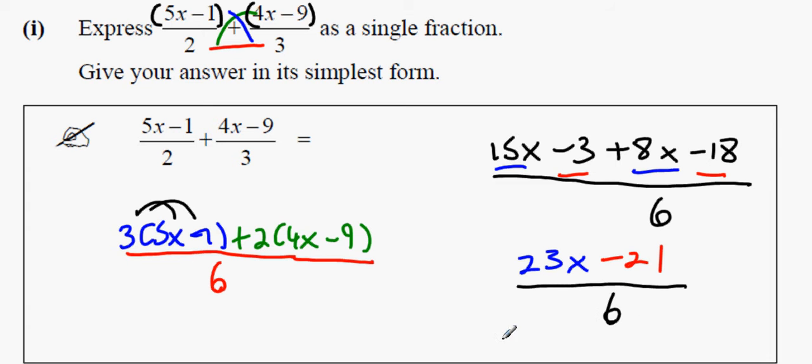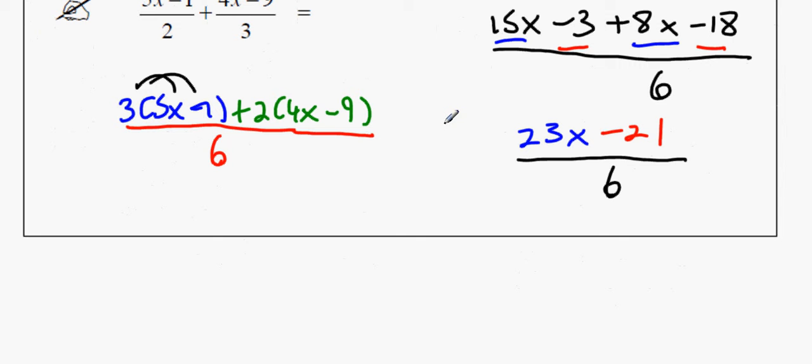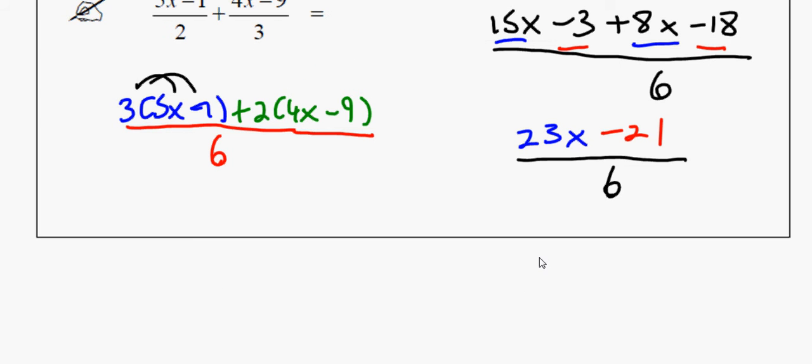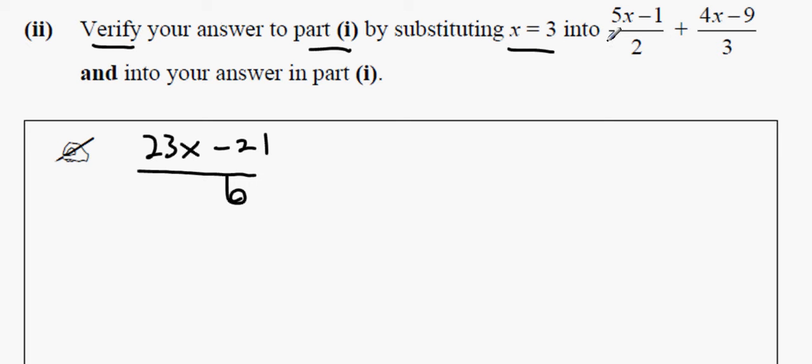Now, next part. What we've got to do for the next part is use this answer. We've got to verify the answer, okay? So we know that the answer to the first part is 23x minus 21 over 6. Now this question is asking us to verify your answer in part 1 by substituting x equals 3 into this equation here and into your answer in part 1.